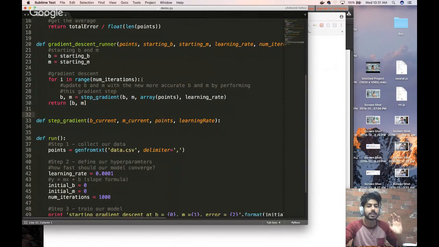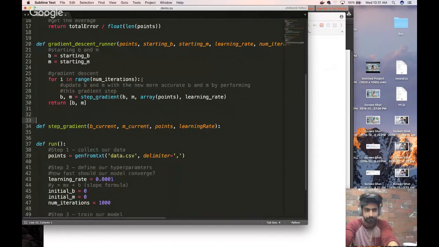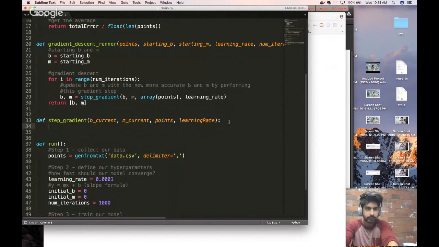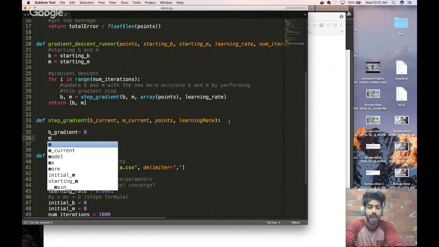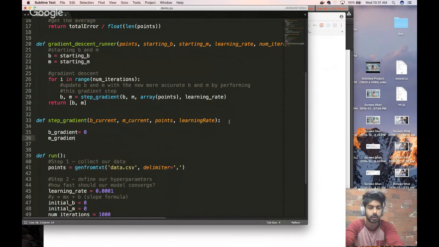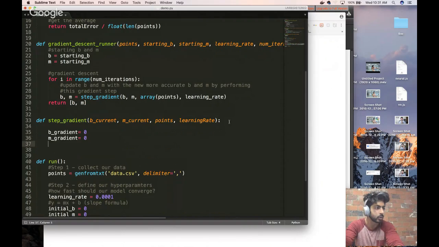Well, now let's actually do it. For our step gradient function, we'll start off with an initial gradient value for b. So b's gradient is going to be 0, and m's gradient is going to be 0 as well. These are the starting points for our gradients, and gradient means slope.